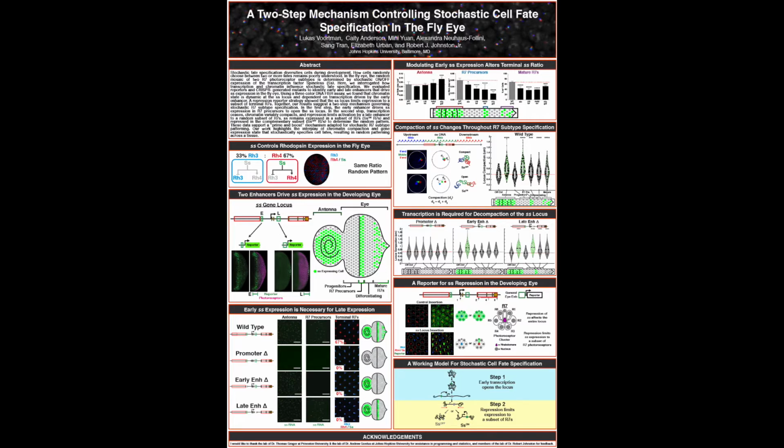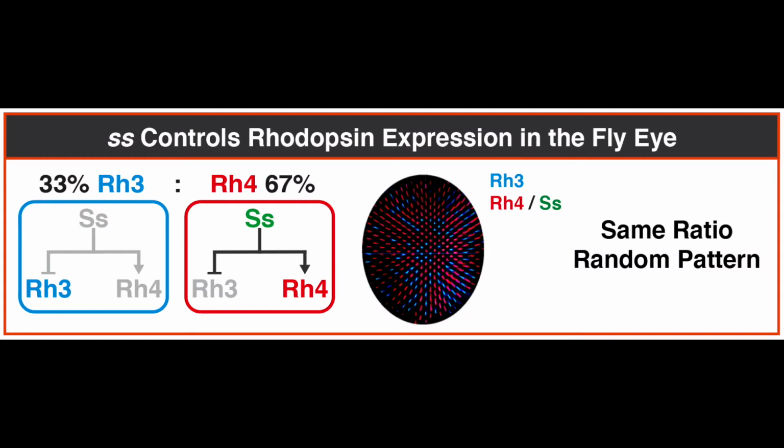I appreciate the opportunity to share with you my work identifying a two-step mechanism controlling stochastic sulfate specification in the fly eye. In the Drosophila visual system, differentiating R7 photoreceptors make a binary stochastic decision between two subtypes, characterized by their expression of either rhodopsin 3 or rhodopsin 4, shown here in blue and red. This decision is controlled by the stochastic expression of the transcription factor spineless. Each R7 precursor has a 67% chance to adopt the rhodopsin 4 fate, resulting in a consistent ratio of blue and red R7s, but a random pattern between eyes.